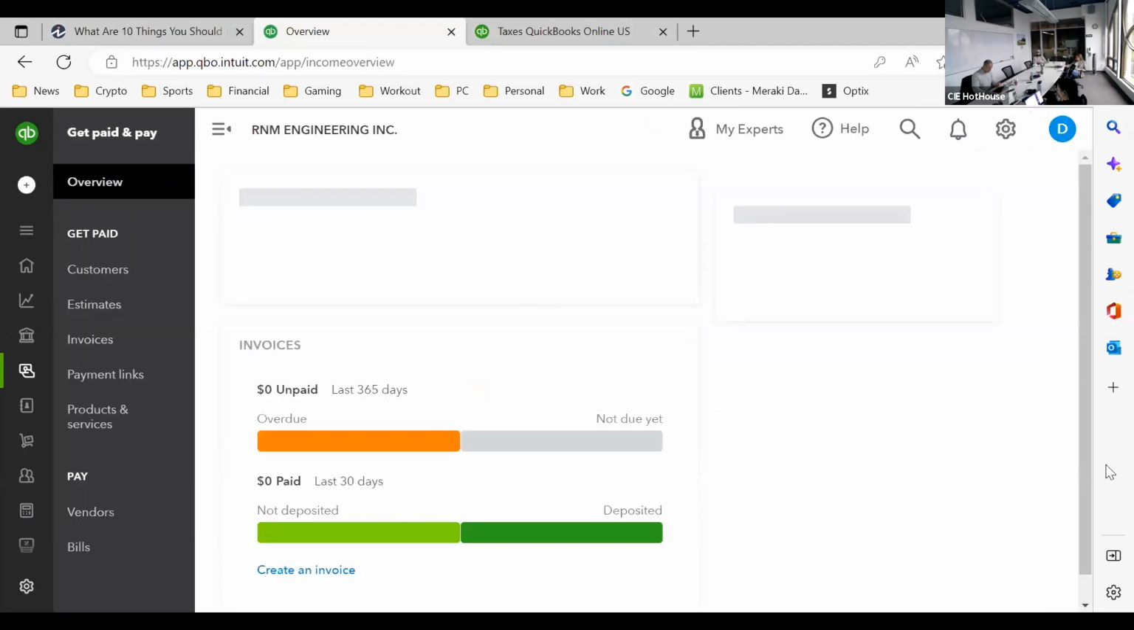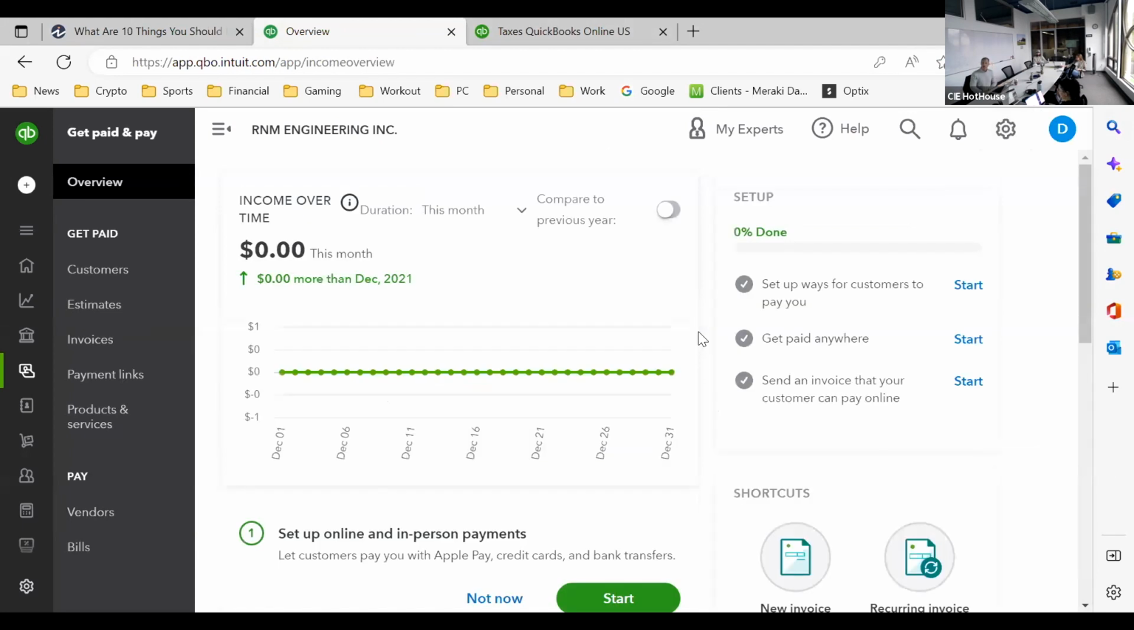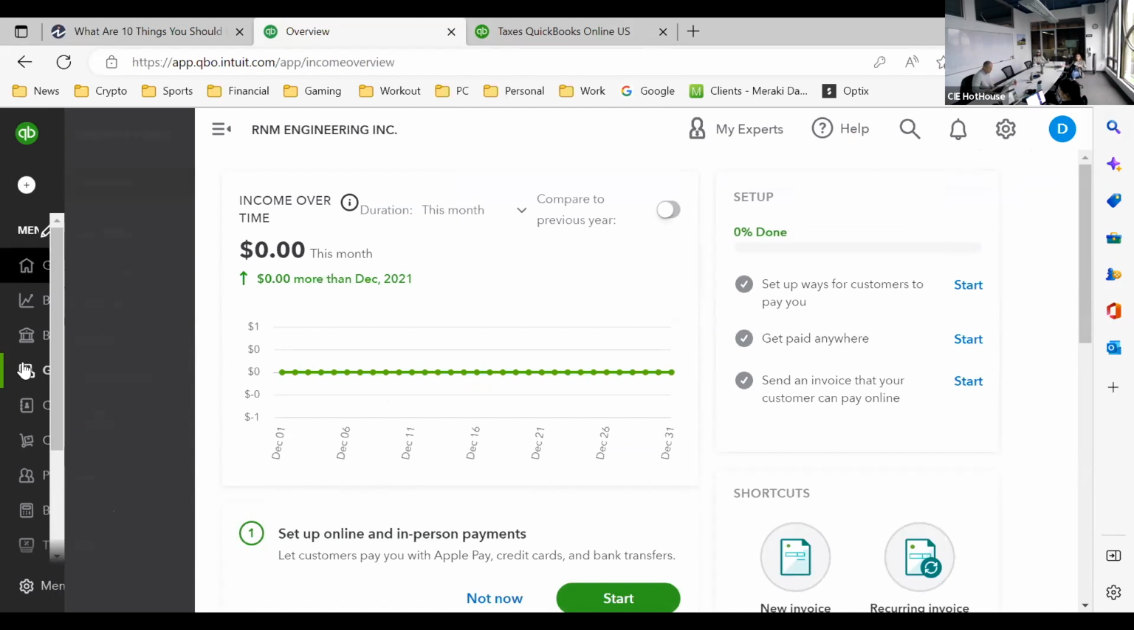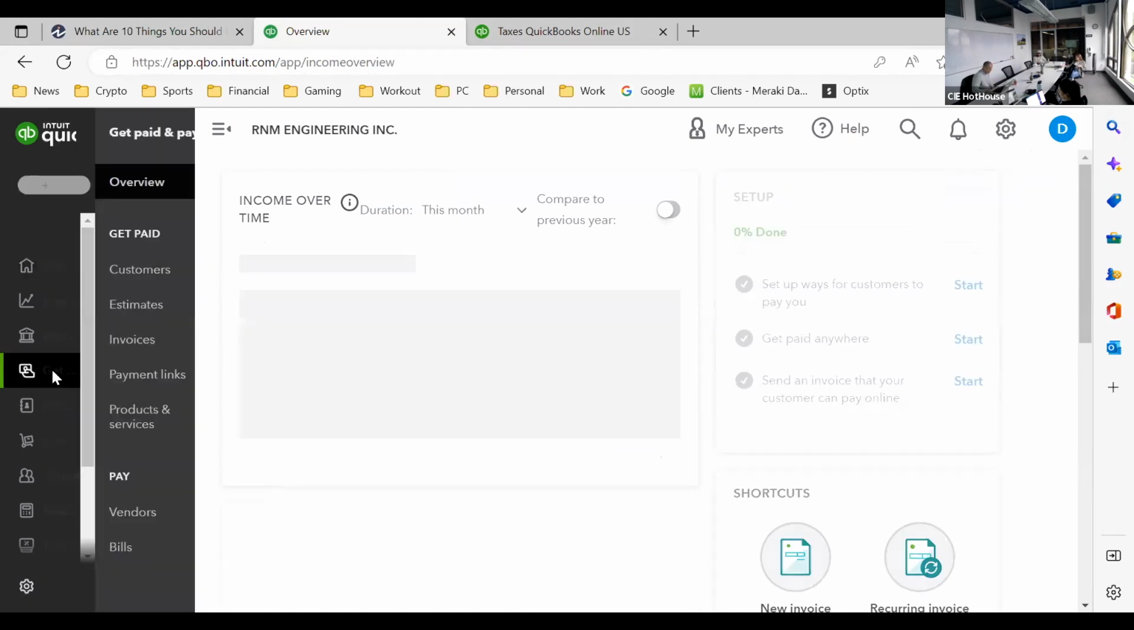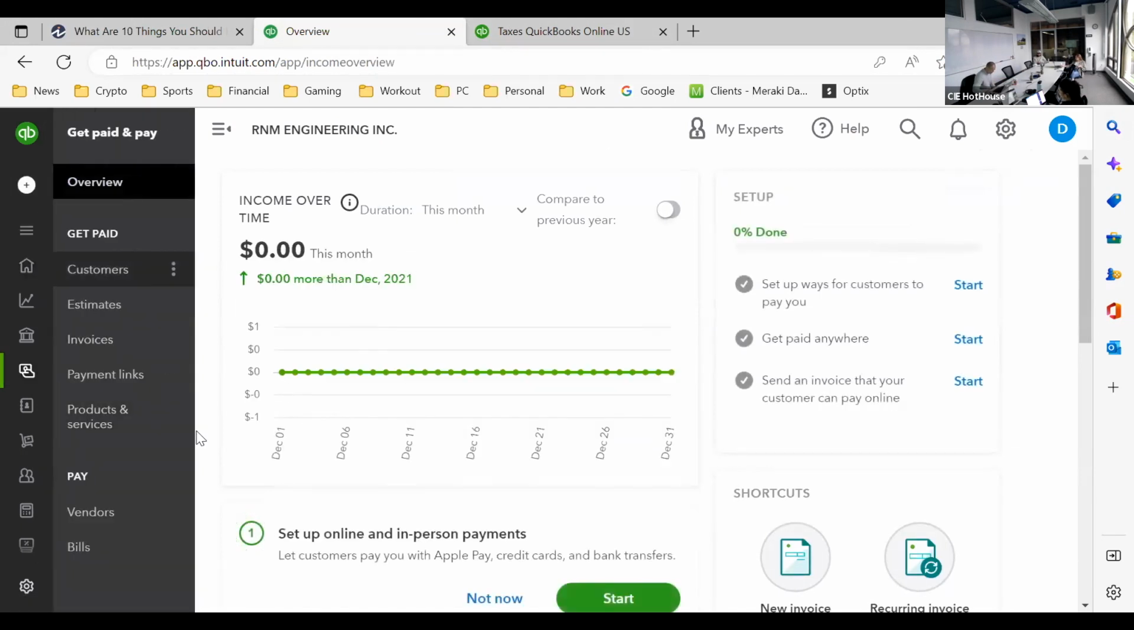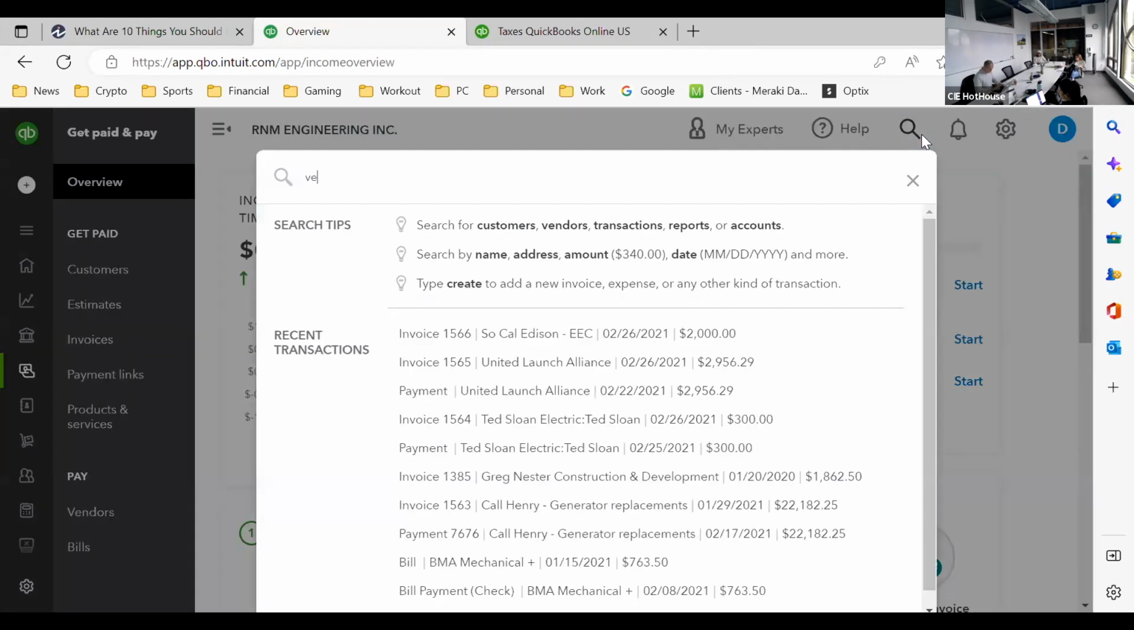So here is my little company. I am RMM Engineering. I've used this since the day I've been here. I've run a number of different iterations through the system, presenting it to you guys. But the cool part that I really want to show you is the simple act of generating a 1099. You're going to be going under your vendors. In my case, I'm going to be going under Get Paid. So I'll just do a vendor search to make it easy.